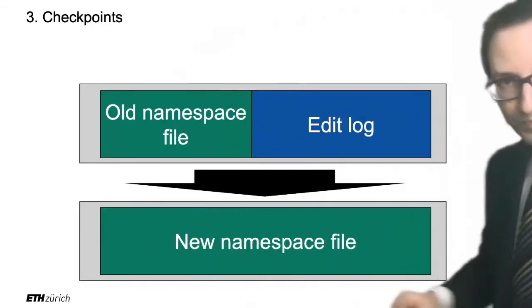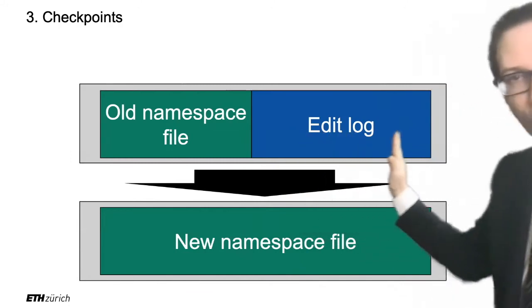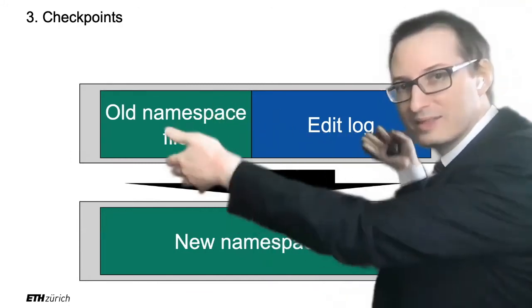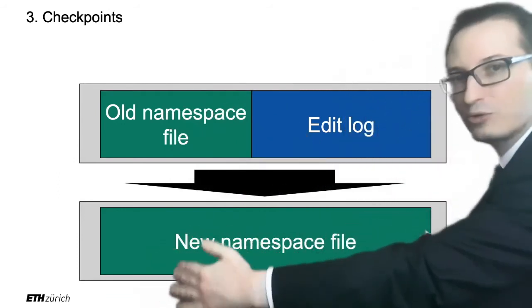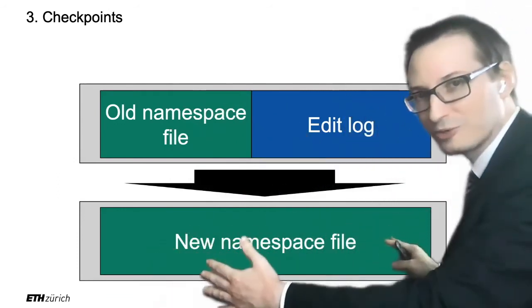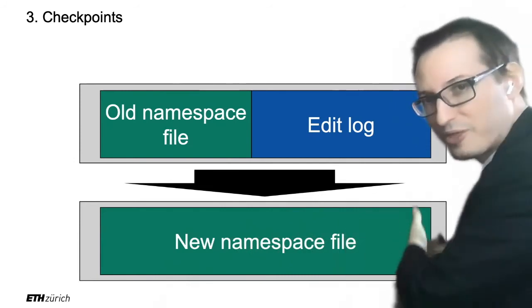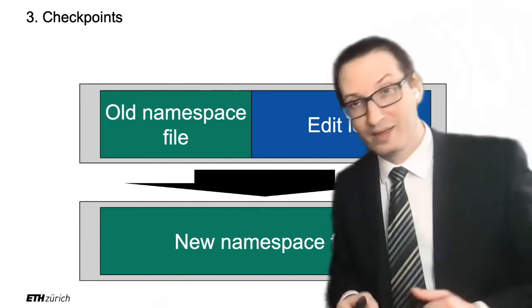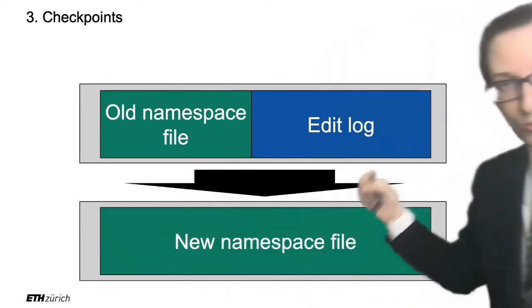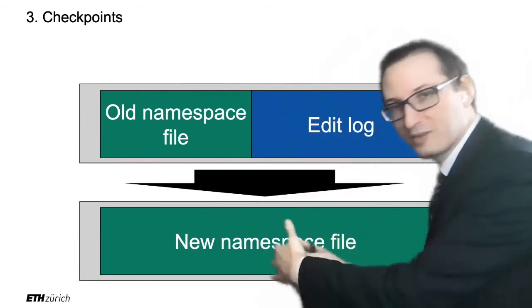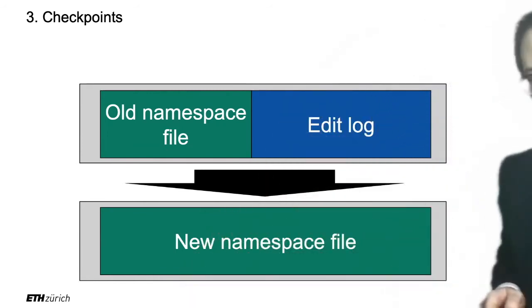One way to do that is to not let the edit log grow too big. At some point, you can just replay it and then recreate a completely new namespace file that will be bigger, of course, but then the edit log is back to 0, right? Then you have nothing now to replay. Then you again build an edit log. So regularly you do what is called the checkpoint. You recreate an entire snapshot of the namespace file.